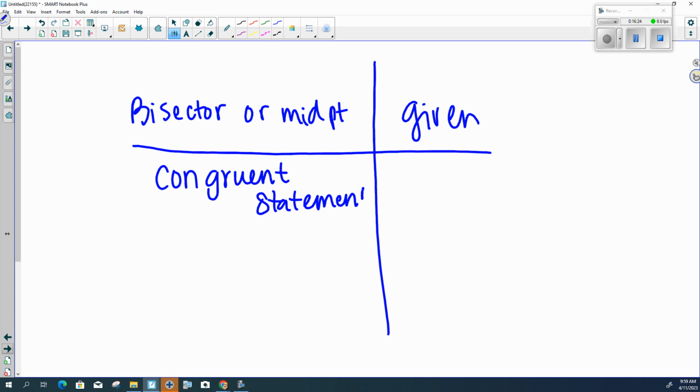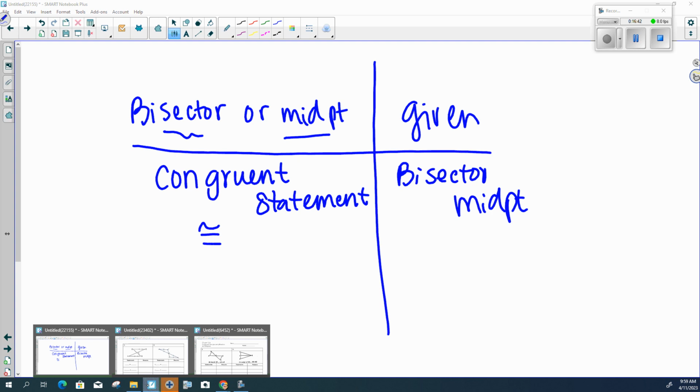And like Miles said, it might be an angle is congruent to another angle, or it might be a line segment is equal to another line segment. And your reason that you know that will either be because they told you it was a bisector, or because they told you it was a midpoint.